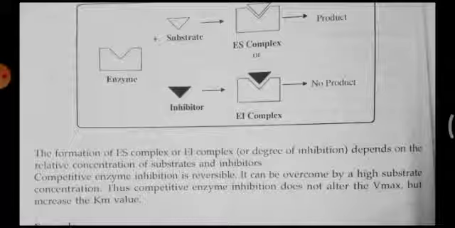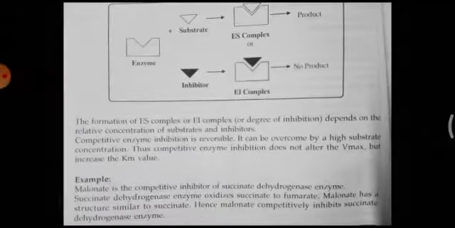Competitive enzyme inhibition is reversible. So that means you can remove the inhibitor and make the enzyme active again. It can be overcome by a high substrate concentration. So that's what I told. High substrate concentration means if you take 10 substrates, then you have more chances of binding to the enzyme. Thus, competitive enzyme inhibition does not alter the Vmax but increases the Km value; the maximal velocity is unchanged.